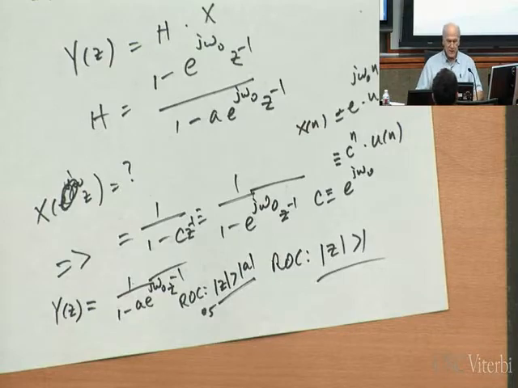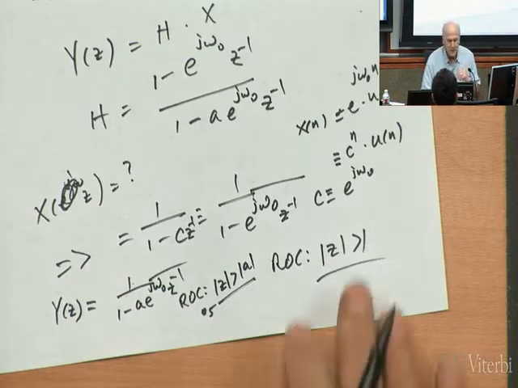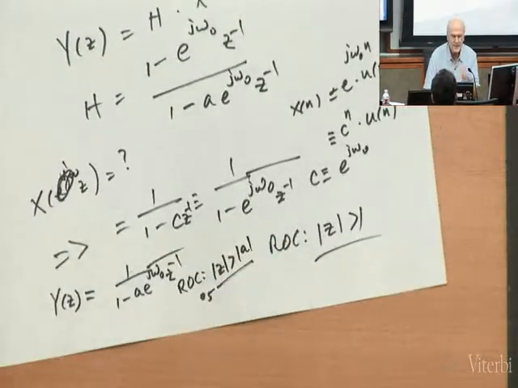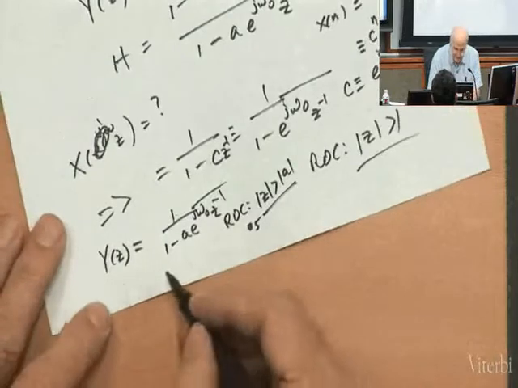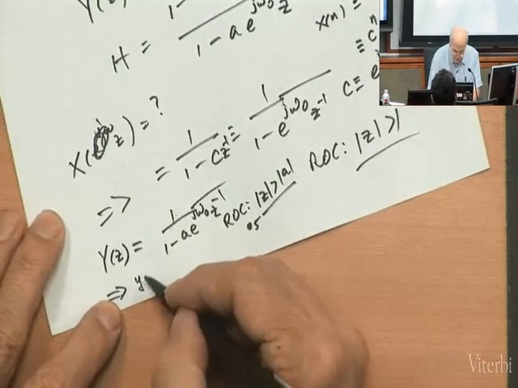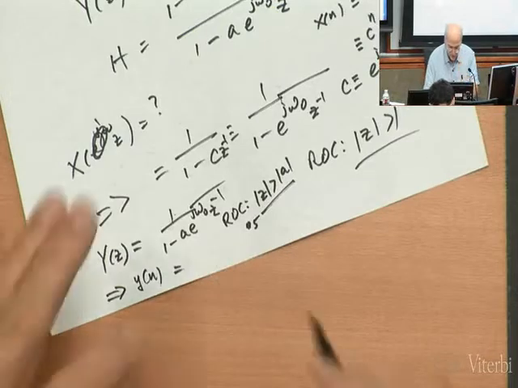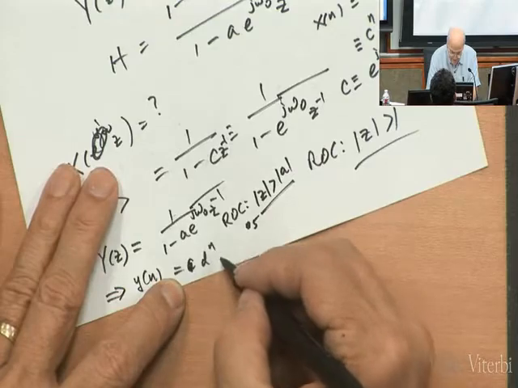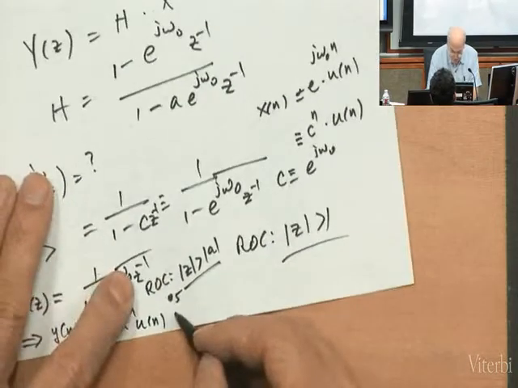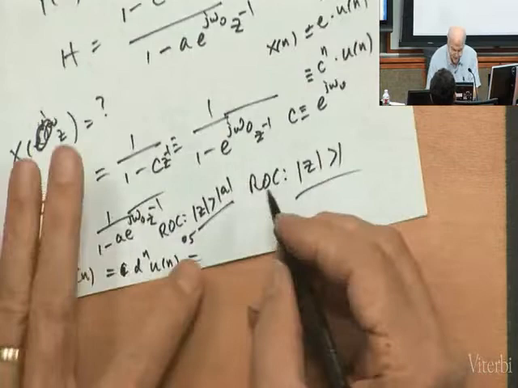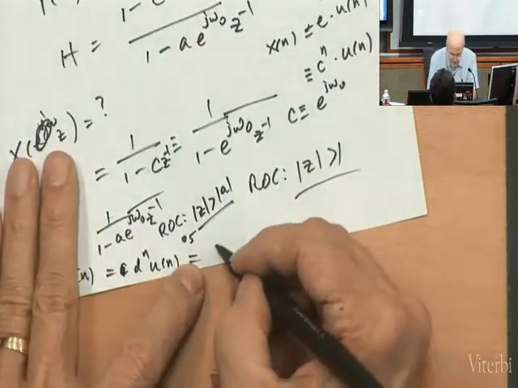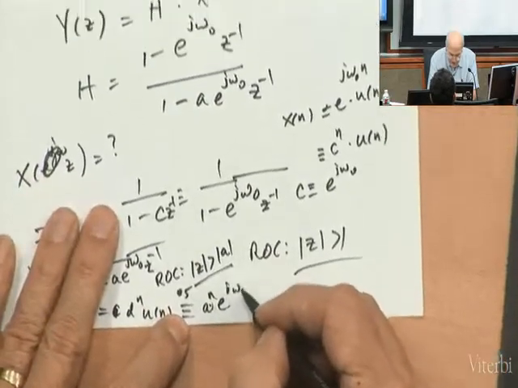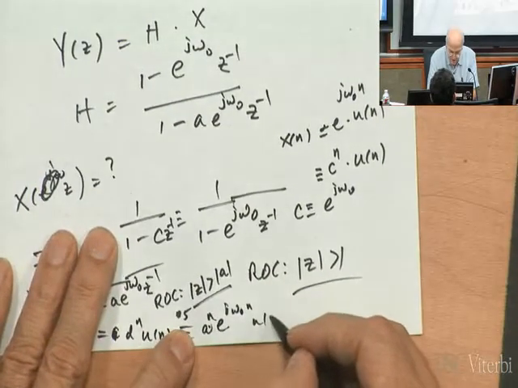So now my next question is, what is y of n? Well, if you look at it, this is actually of the same form as this. It's running out of space. y of n must equal d to the n times u of n, where d is now a e to the j omega naught, so this is defined to be a to the n times e to the j omega naught n times u of n.